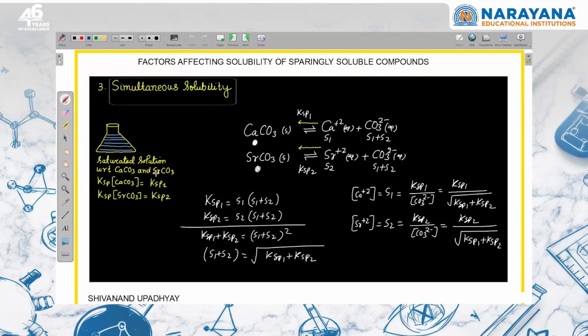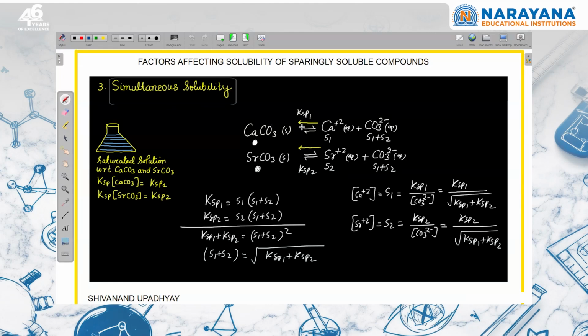In case of simultaneous solubility, there is a saturated solution with respect to two or more than two sparingly soluble compounds. So here we have taken a saturated solution of calcium carbonate as well as strontium carbonate. So we'll say that it is like a mixture of two weak acids, right? We can write the equilibrium reactions, and we know that the solubility of this is S1, so S1 and S1, and the solubility of this is S2, so S2. Here it will be S1 plus S2 because of the common ion, right?